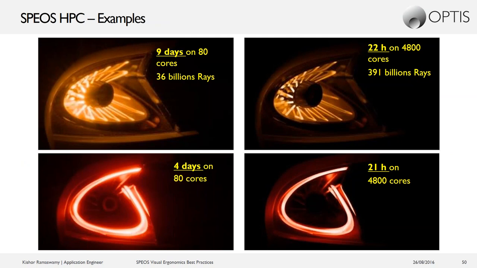So just to conclude, two last examples of simulations performed on the HPC model versus the traditional distributed computing model. What you see from both of these is that the performance was drastically improved, so almost 10 times as many rays in almost a tenth of the simulation time using this high performance computing model.